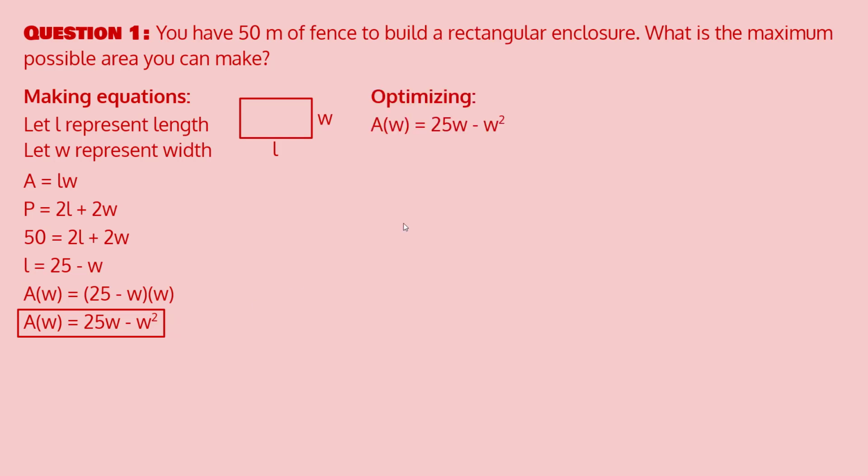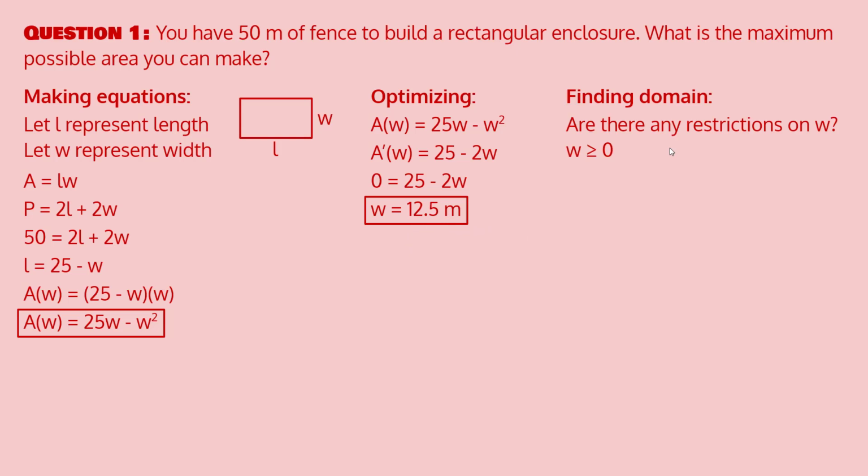The next thing that I want to do is optimizing. What we're going to do here, we'll find the derivative of this equation, we'll set it to 0, and then we're going to solve for width. Because when the derivative is 0, that means the slope of the tangent is 0, so it's a horizontal line, which would match up with a local maximum or a local minimum. To find the derivative, after applying the derivative rules, I get 25 minus 2w. Then we set that equal to 0, and solving for w, we get 12.5 meters.